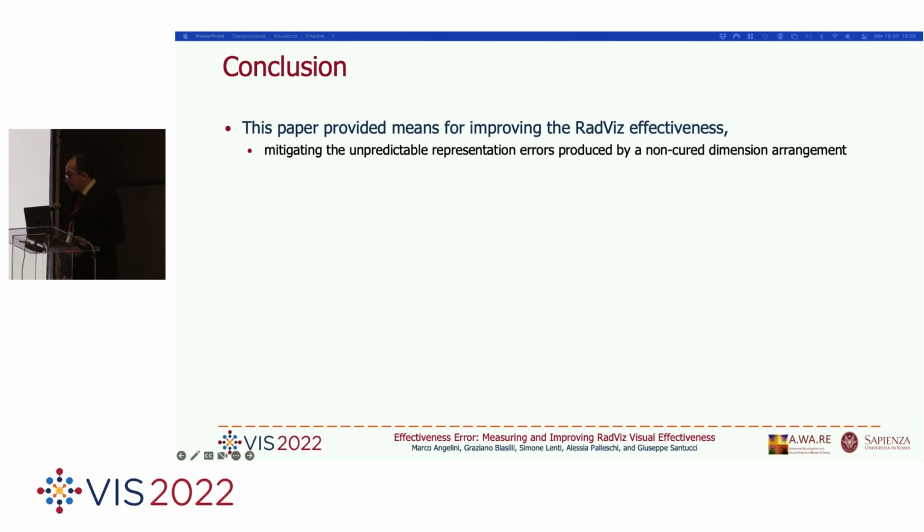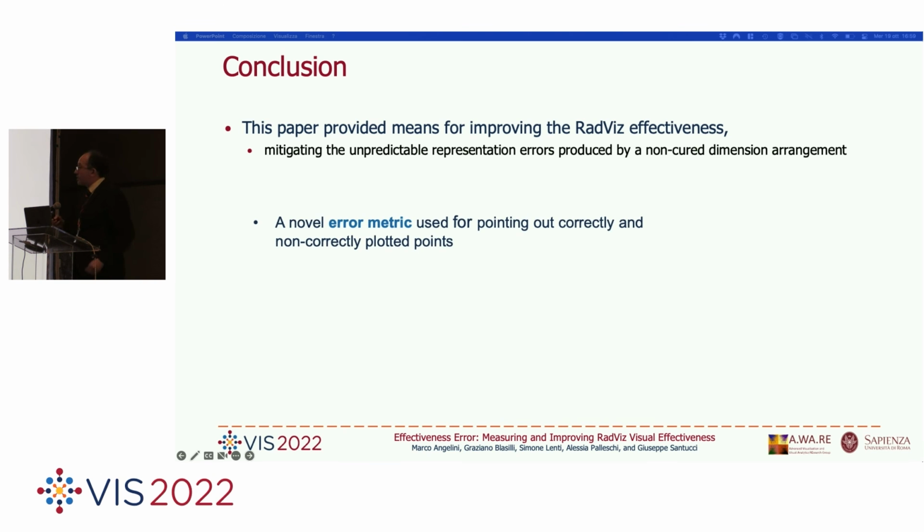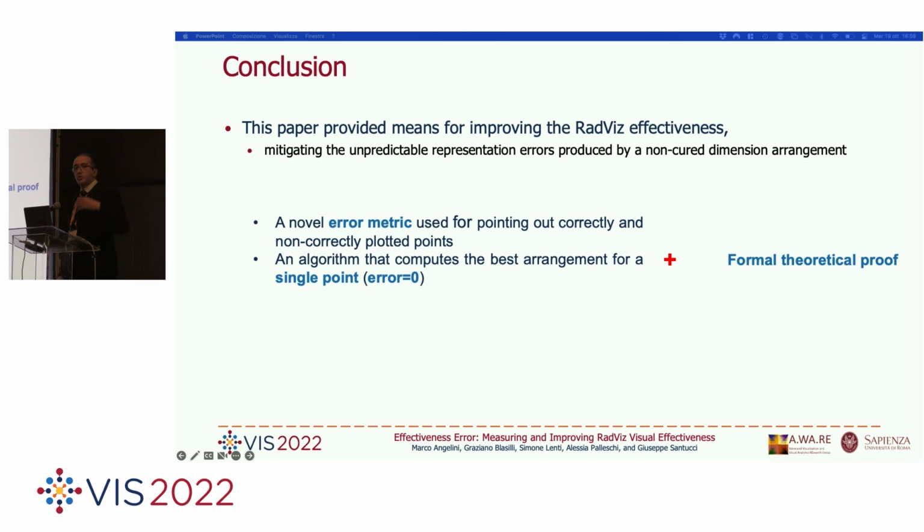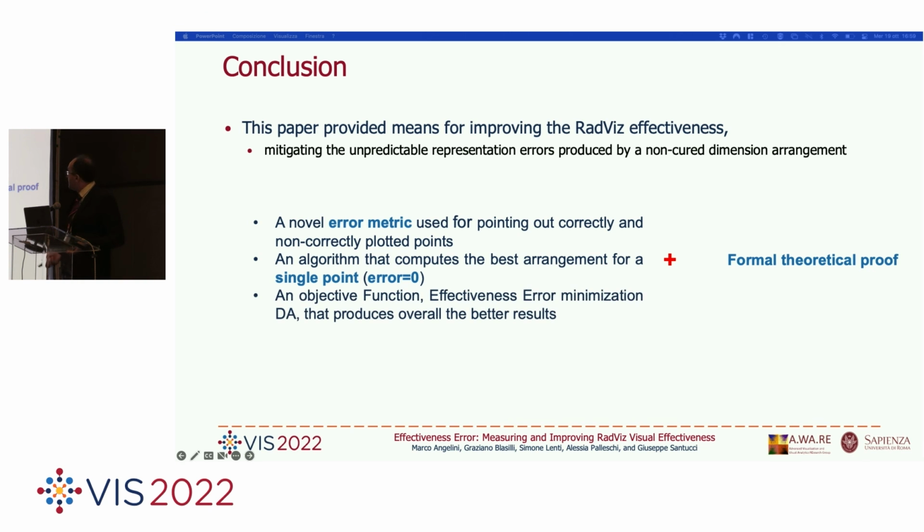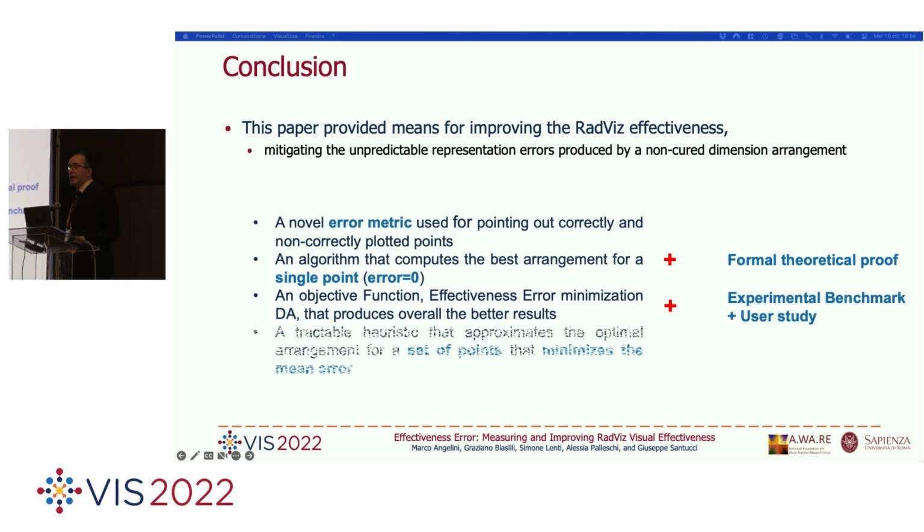So concluding this talk, in this paper, we provided means to improve Radwitz visual effectiveness in the form of a novel metric to assess the quality of the point position, an algorithm that computes the exact 0-level position of the point, formally proved, an objective function that shows overall better results, benchmarked both numerically and with a user study, and finally, a heuristic that makes this approach actionable in linear time.